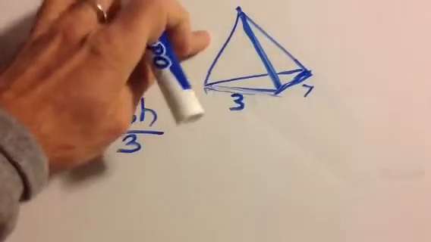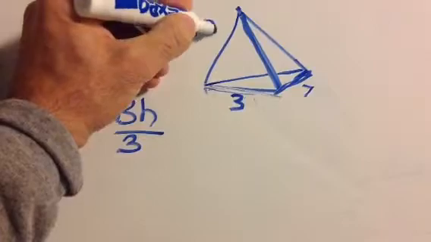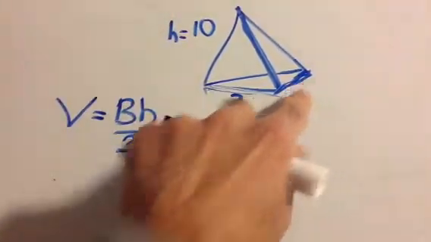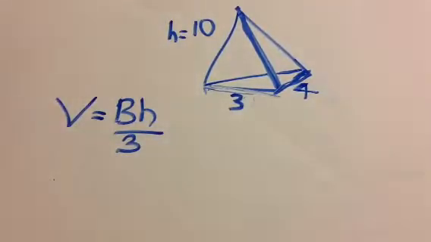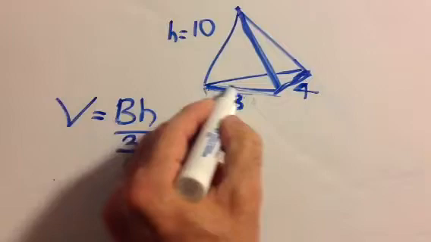Okay, actually let's change these numbers, make it a little easier. Make that a 10, make that a 4. Okay, that's a little easier. So again, we have to find the area of the triangle, because the triangle is the base.